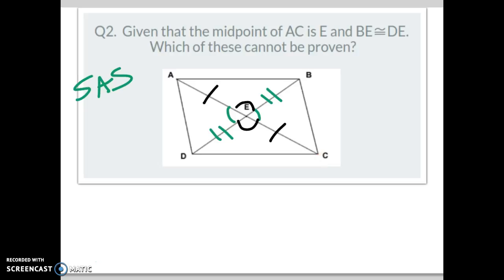Well, we're missing some information. We don't have enough information to prove it. We only know that AC is congruent to AC. I don't know if these sides are equal to these sides. So triangle CAD, I'm not sure if it is congruent to triangle CAB.